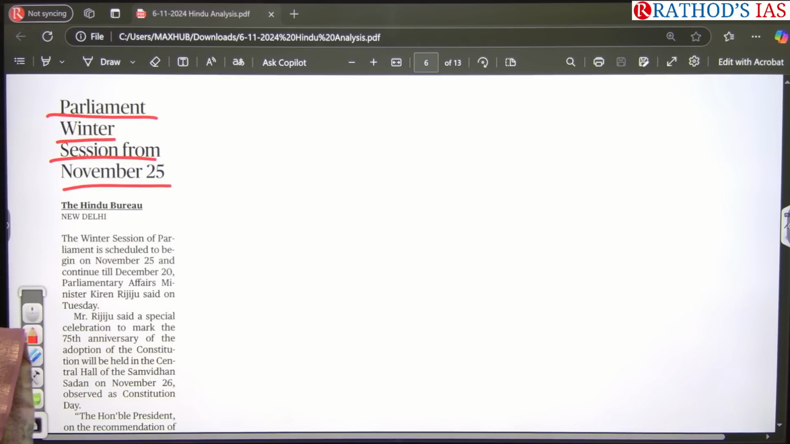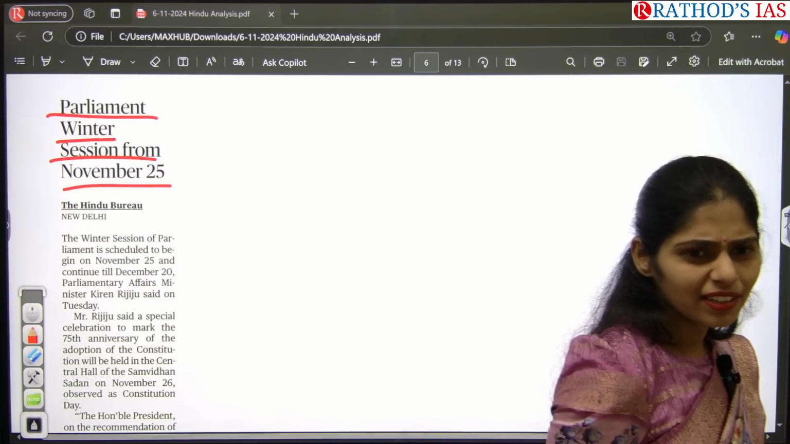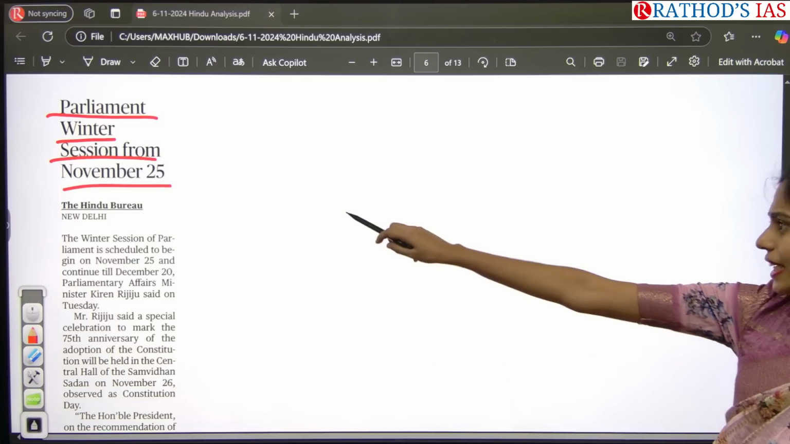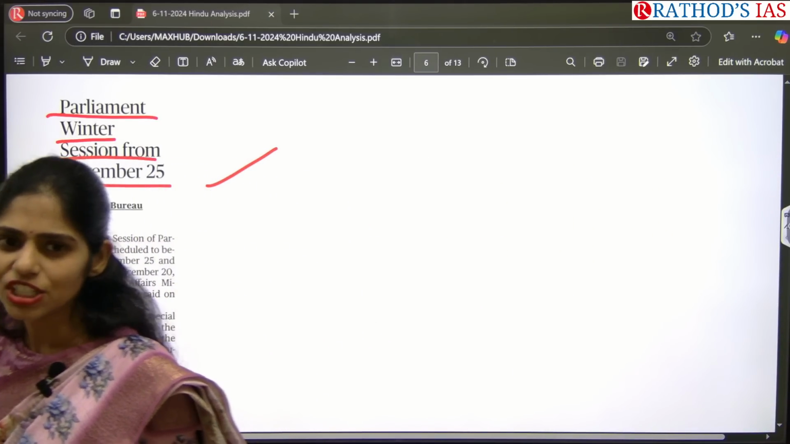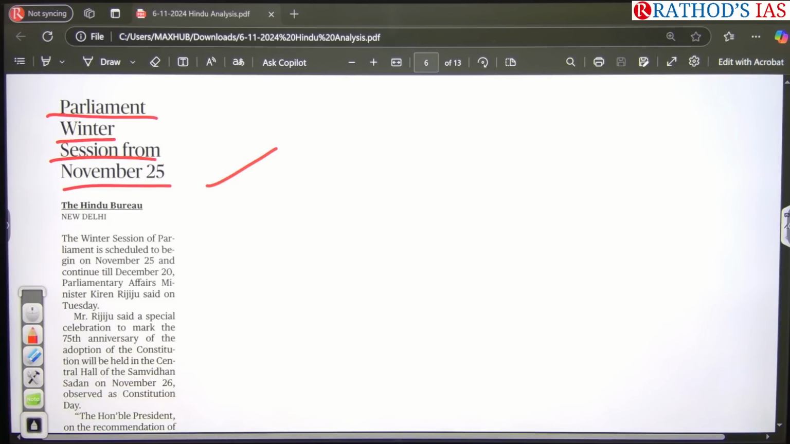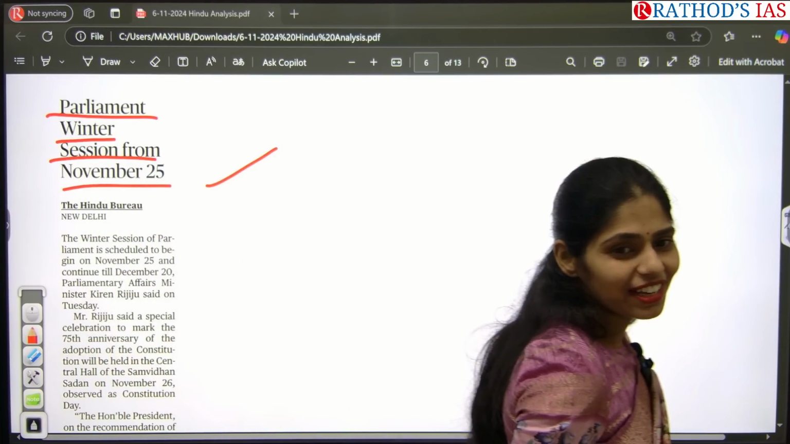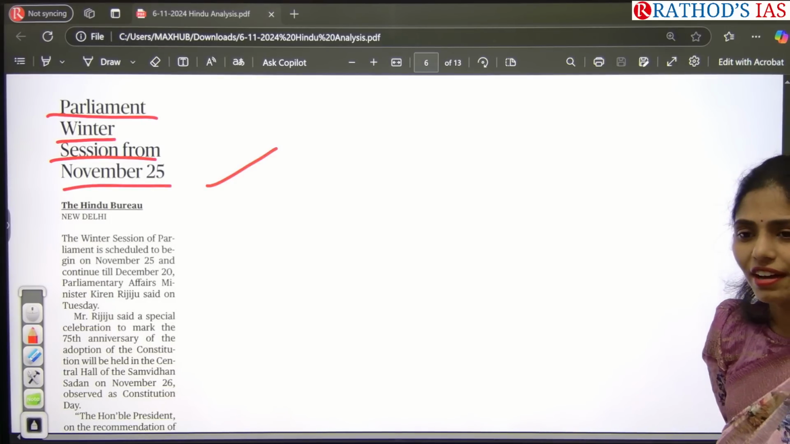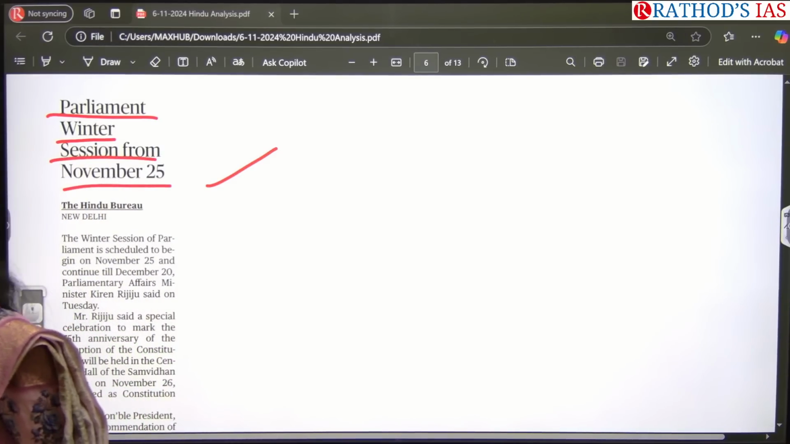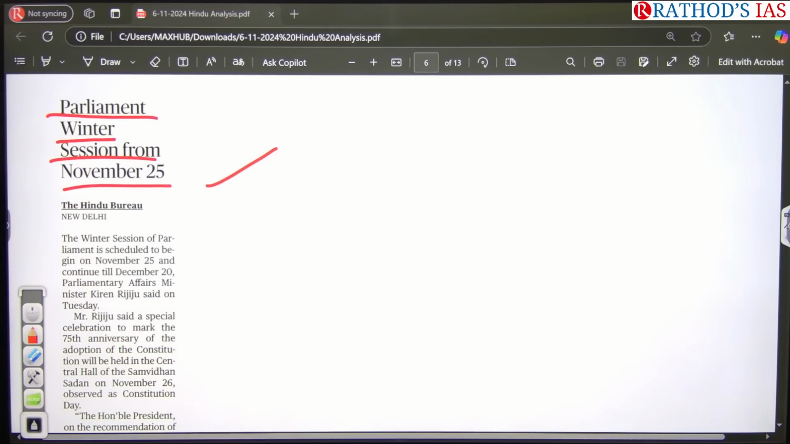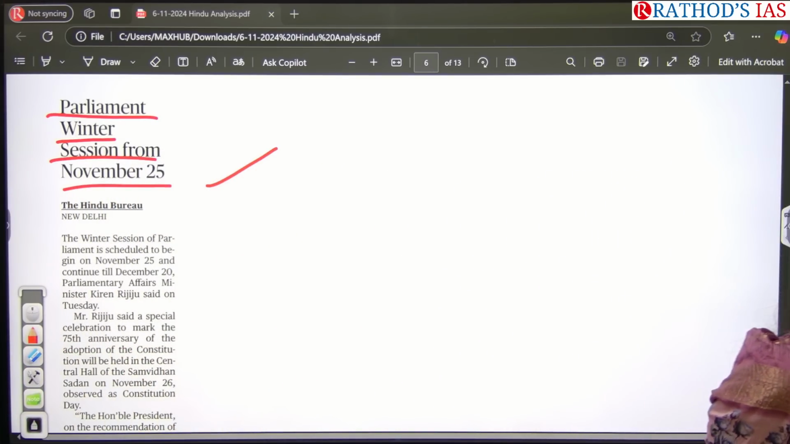So what is the date of adoption of this constitution? November 26th. So see the date here, November 25th. We are going to start our winter session of parliament. And do you know the specialty of this year? Yes, it is the 75th year of adoption of our constitution. So the preamble will be very important for you guys. This year, for sure, 100% there will be a question on the preamble in your prelims.